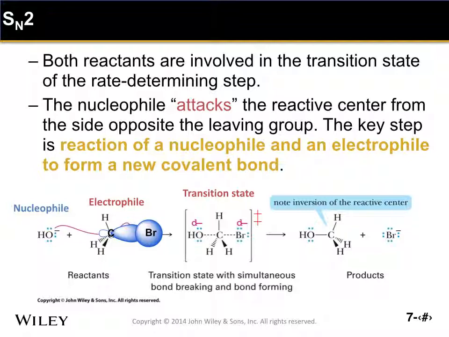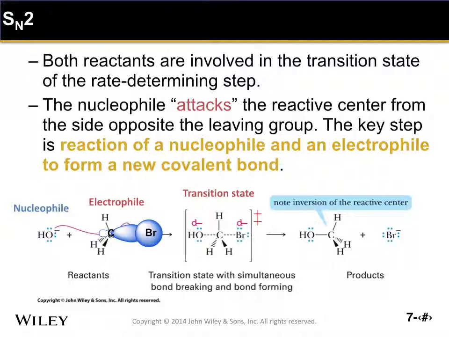So what's happening there is the nucleophile is coming in and beginning to bond to the lobe of the carbon opposite to the one that's bonding to the bromine. So it's reacting with that small sp3 lobe and beginning to form a new bond. It's halfway formed that new bond in the transition state.